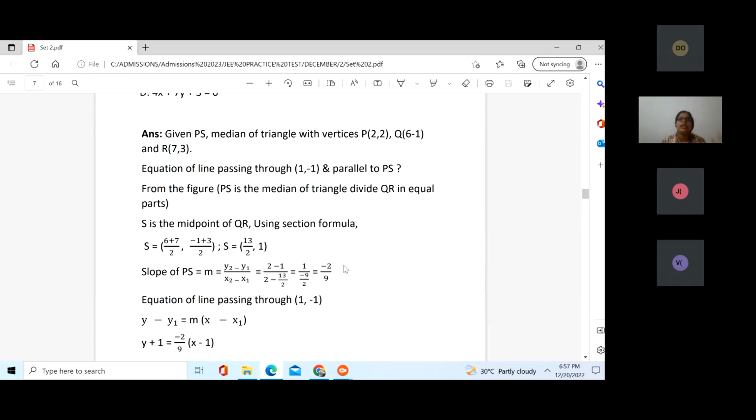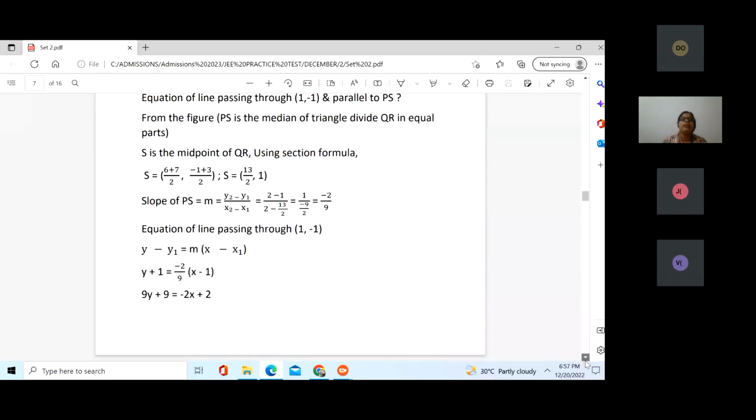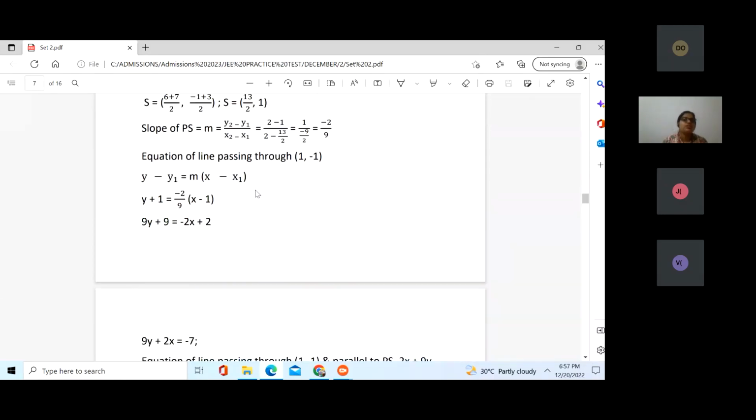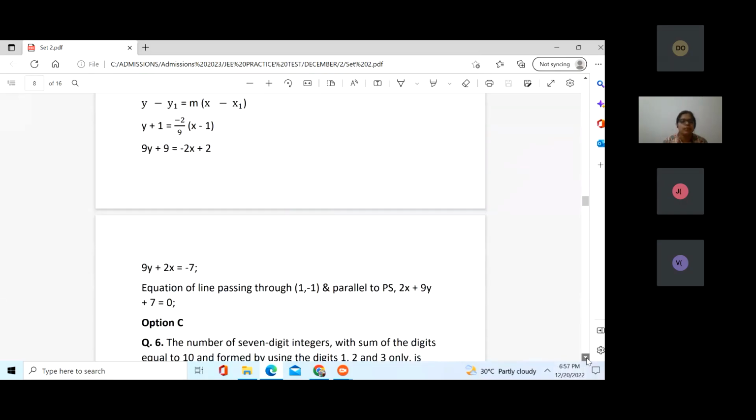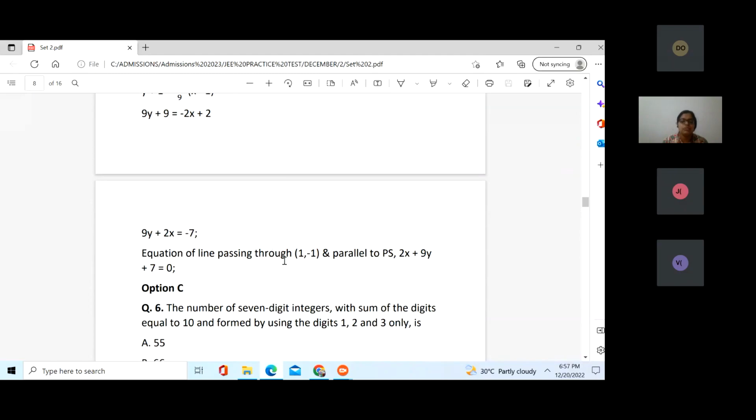Once I have the slope, I can use the formula for the equation. I need to find out the equation of the line which is passing through the point (1, -1). So I can use the formula y - y1 = m(x - x1). So this will be y + 1 = -2/9 (x - 1). On solving, I'll be able to get the equation. The equation of the line passing through (1, -1) and parallel to PS will be 2x + 9y + 7 = 0. I hope this question is clear.